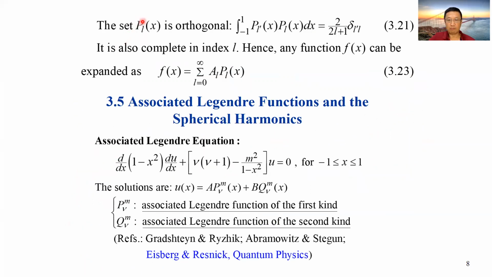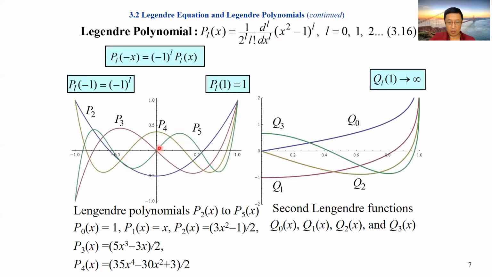And the set P L is orthogonal, normal to each other. That means, just like this one times this one, integrated from minus 1 to 1 will become 0. And this one times this one looks simple because one is an even function and the other is an odd function, so it's reasonable. But how about P2 times P4? What will happen?